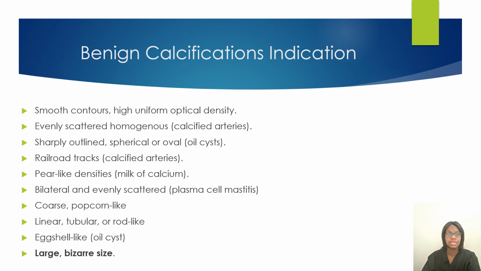For benign calcification, the indications are smooth contours, high uniform optical density, evenly scattered, sharply outlined, spherical or oval, railroad tracks, the calcified arteries that I showed you a few slides ago, bilateral and evenly scattered, coarse, popcorn-like, linear, tubular, or rod-like. It is going to have an eggshell or an oil cyst. It may be large.